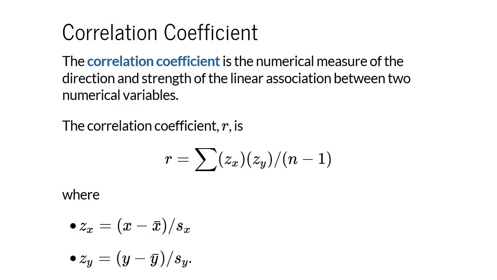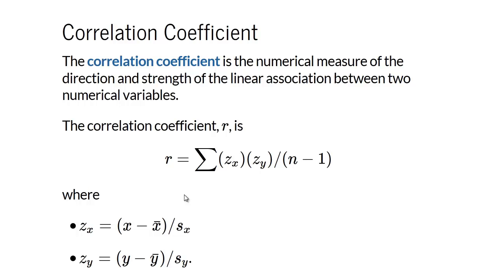This degree of closeness that we're talking about can be measured by the correlation coefficient. The correlation coefficient is the numerical measure of the direction and the strength of the linear association between two numerical variables. The correlation coefficient is denoted by lowercase r, and it's given by the formula you see here. R is, in a sense, the almost average of the product of the z-scores for all of the points in the scatter plot. First, let's recall what a z-score is.